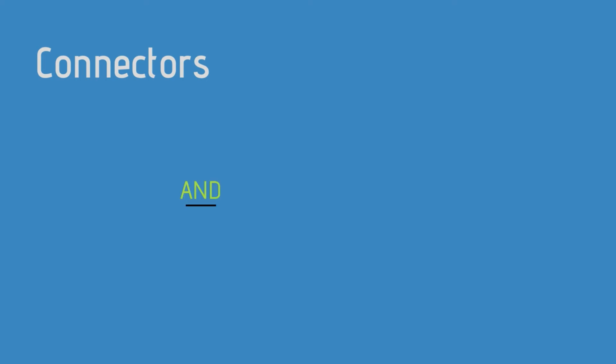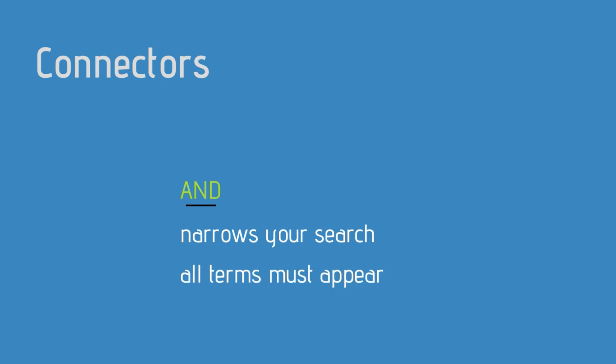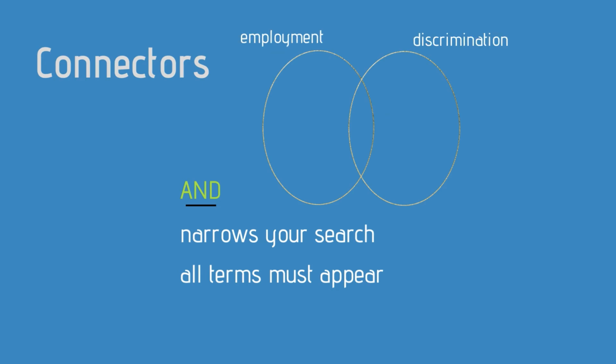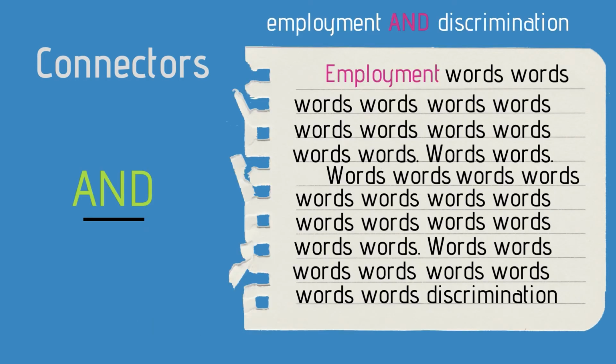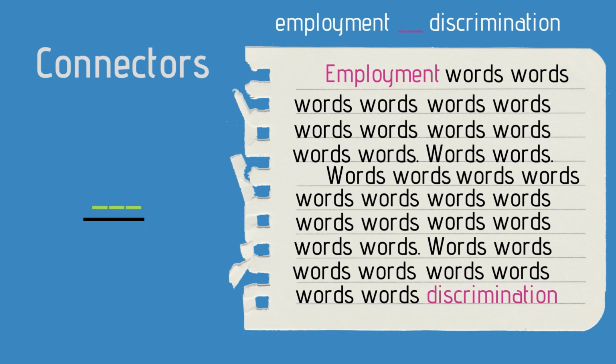Okay, let's break it down a little bit. One of the most common connectors is and. And is going to narrow your search by telling your database that you only want to see documents that contain both concepts. For instance, if we were researching employment discrimination, we want documents that contain both those words. Great, right? Just remember, if you were to run the search employment and discrimination, the database will return results that have both words anywhere in the document. It could be the first word and the last word, and not actually have anything to do with each other.